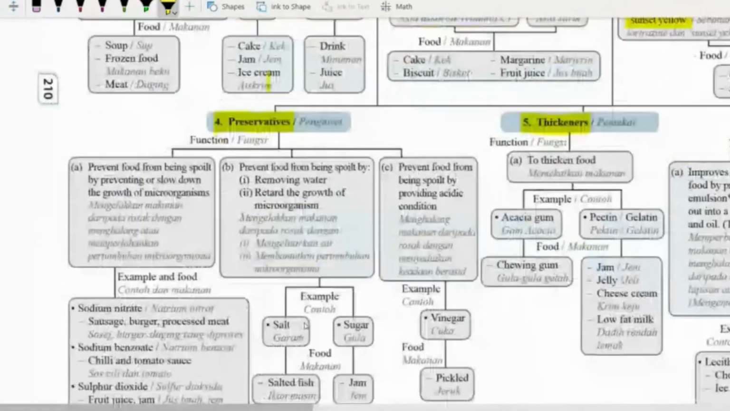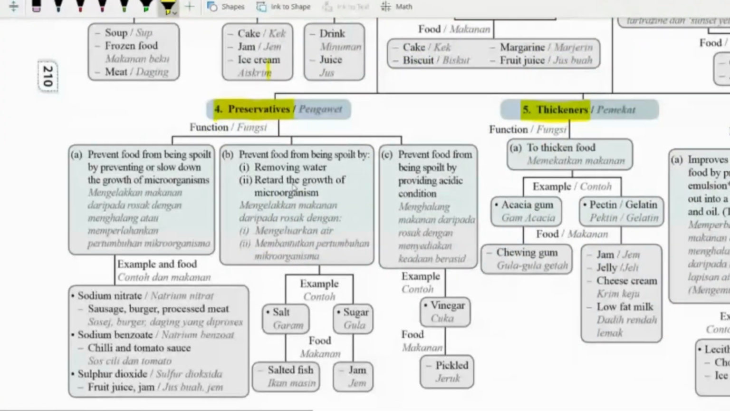Okay, next, preservative. Preservative is very popular in food additives. Why? It can be used to prevent the food from being spoiled by preventing or slowing down the growth of microorganisms. It also prevents spoilage by removing water, retarding the growth of microorganisms, and providing acidic conditions.